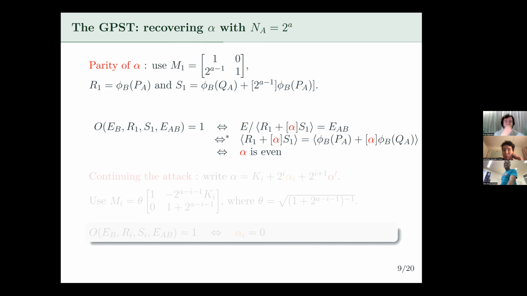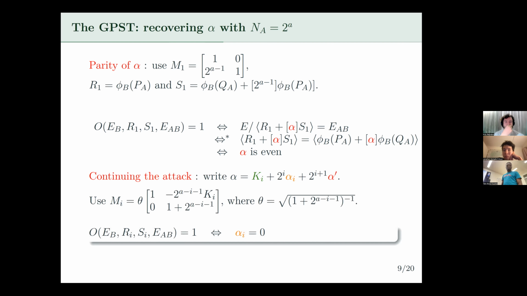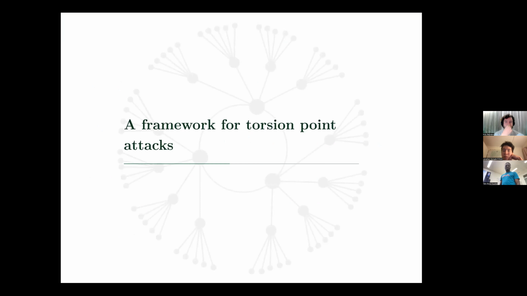Then to continue the attack, you can easily show that if you use this matrix M_i, then the oracle will return 1 if and only if the bit that you are attacking at that moment is 0. And if it doesn't return 1, then that bit was 1. So this is how the GPST attack works. And the only known countermeasure to this is the FO transform, I think.